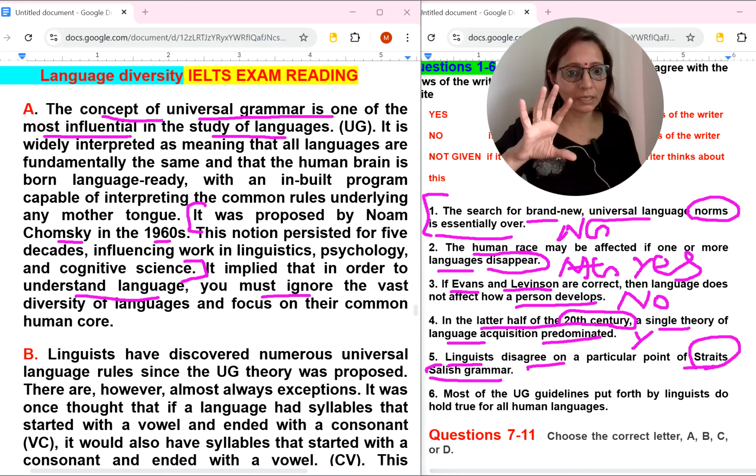If persons disagree on a particular point, then it will be yes, and if they agree, then it will be no. And if they are not talking about whether they agree or disagree on this, then it will be not given.